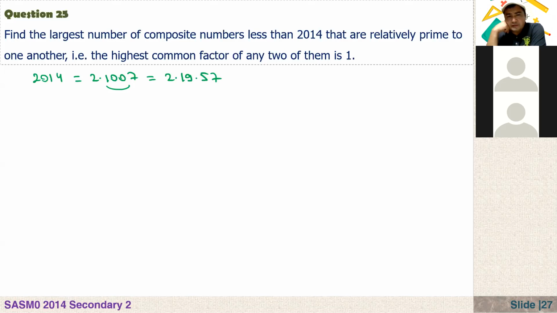Less than 2014. If you just pick any two composite numbers, should we understand this? I'm wondering about the largest number among the composite numbers. Is it 2014?